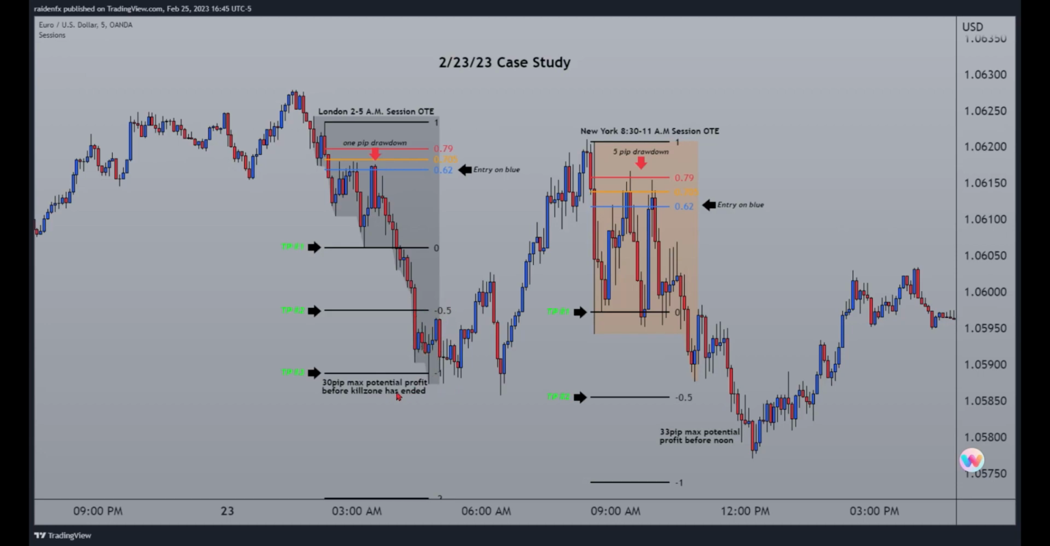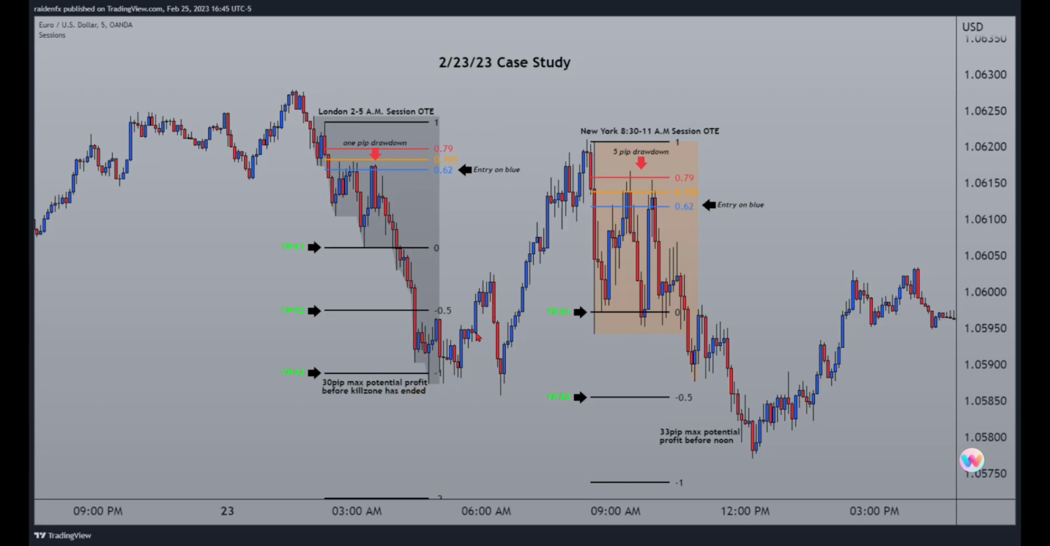This is for this day, 30 pip max profit. So what I like to do is do $10 a pip. So this could have been like a $300 move in London. Okay, so that's more than enough for me. Most people, that may not be nothing to them, but that's more than enough for me.